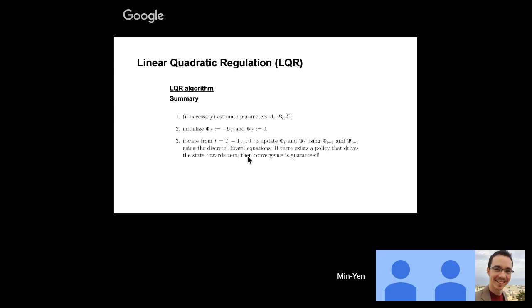Okay, to summarize how we perform such actions, actually first step, we estimate the parameters A, B, and sigma. Then we do the initialization step. Then we iterate, doing the recurrence to update this phi psi using the discrete Riccati equations. And if there exists a policy that drives a state towards zero, then convergence is guaranteed.